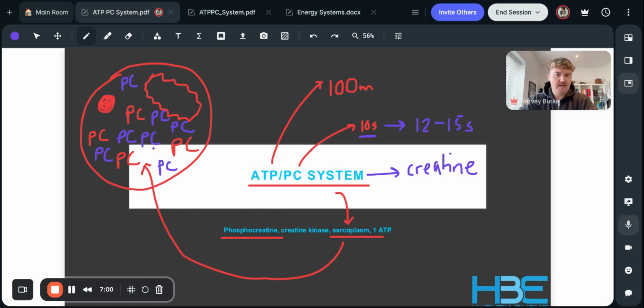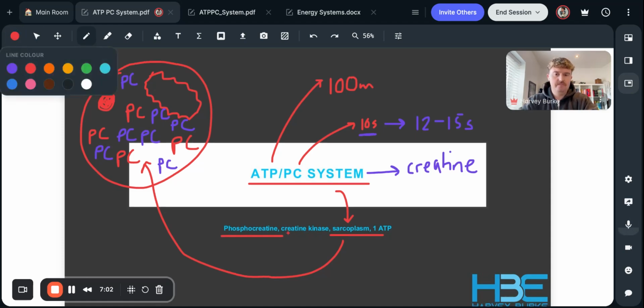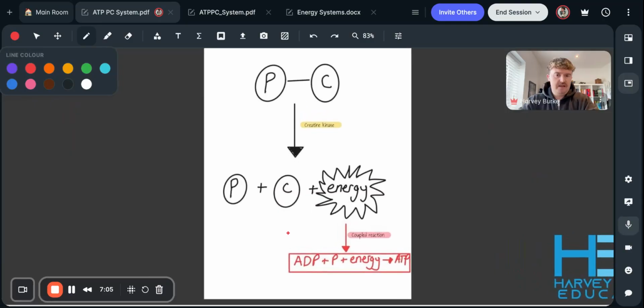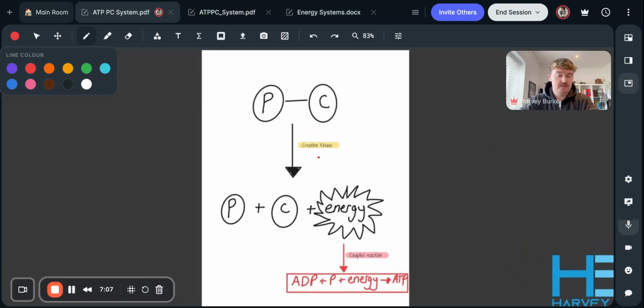So let's have a look at what's happening to that phosphocreatine now. So this is what's happening in the ATP-PC system. And remember, this is all taking place in the sarcoplasm. So you start with this phosphocreatine molecule. This is the fuel source, and it's just a phosphate and a creatine bound together. And within that bond, there's a load of potential energy that will need to be released.